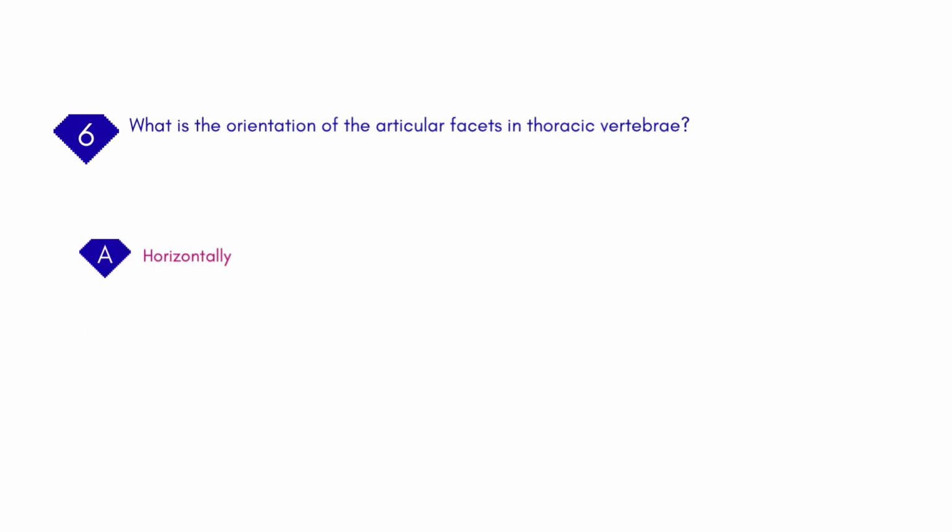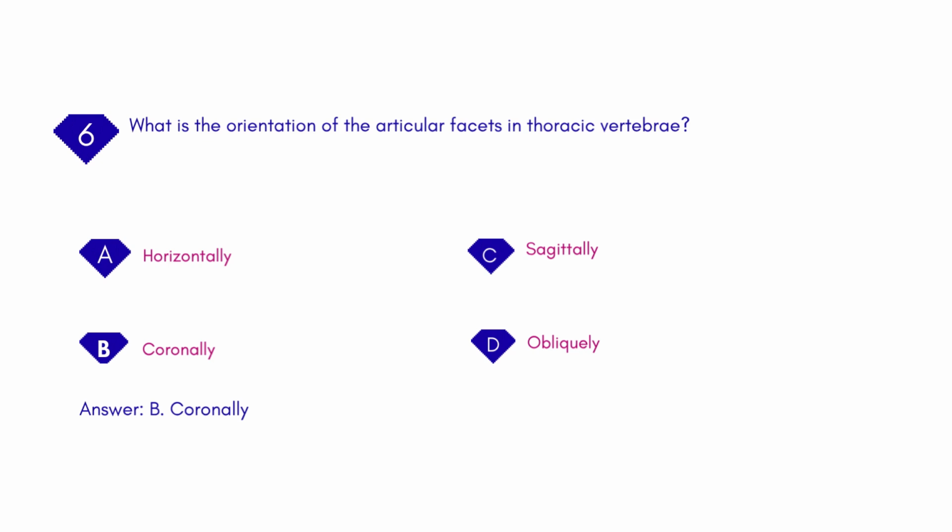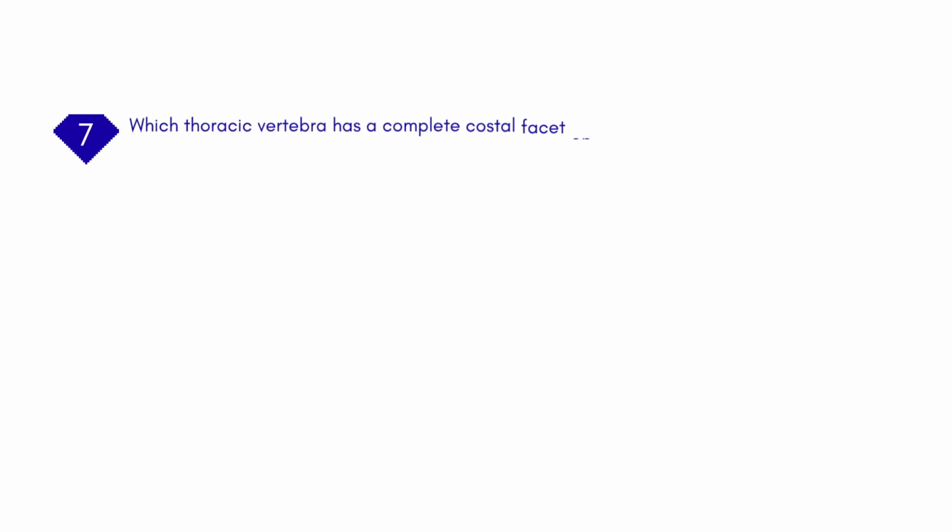A. Horizontally. B. Coronally. C. Sagittally. D. Obliquely. Answer: B. Coronally. Which thoracic vertebra has a complete costal facet on its body for articulation with a rib?